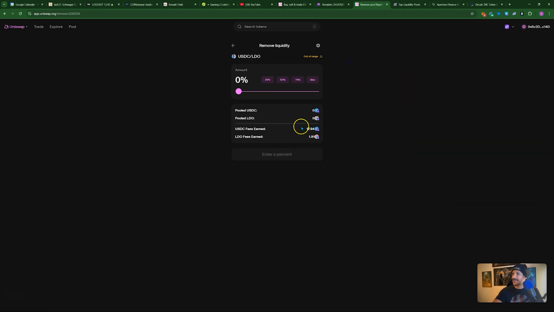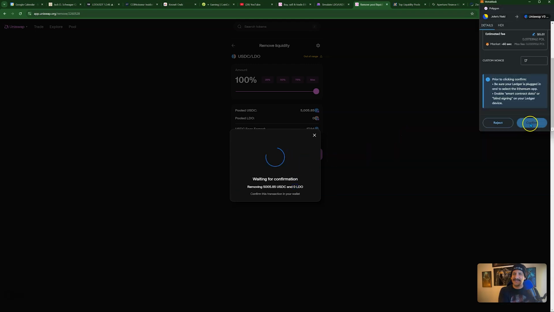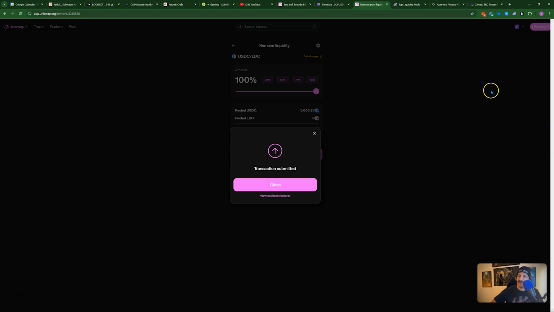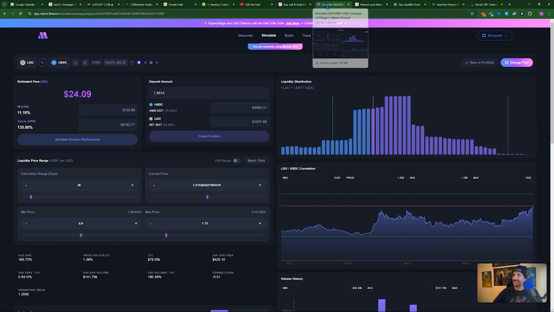So we're going to remove that liquidity. Do that right now before it gets back in range. And then we're going to pool the rest of it with the rest of my Lido. Or we're going to pool this USDC with my Lido. And what I did here was I've already simulated a range that I want to set. I want to go from 90 cents to 175. A little bit more upside. I just don't think there's much upside left in Lido right now in this run.